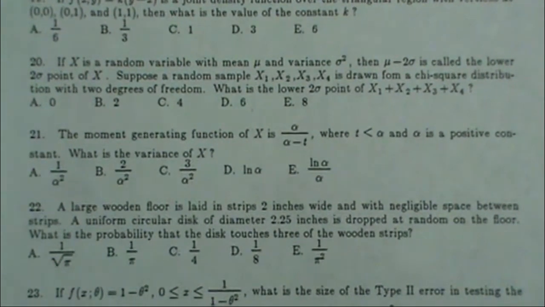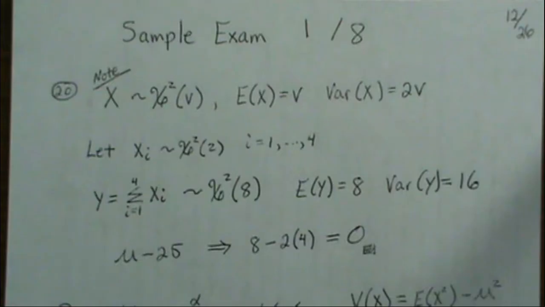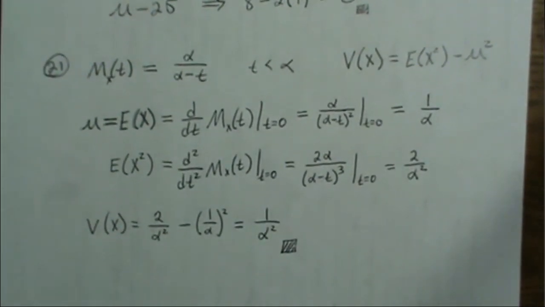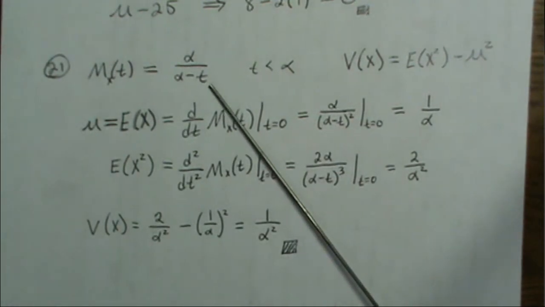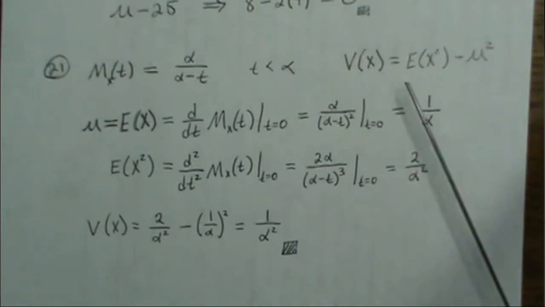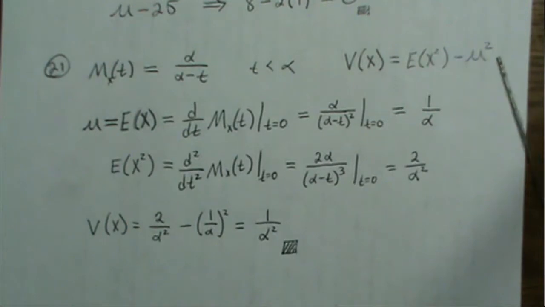Problem 21. The moment generating function of x is alpha over (alpha minus t), where t is less than alpha, and alpha is a positive constant. What is the variance of x? So problem 21, we're given a moment generating function, and we want to find the variance of x. So the formula that you need to remember, the variance of x is equal to the expected value of x squared minus its mean quantity squared.